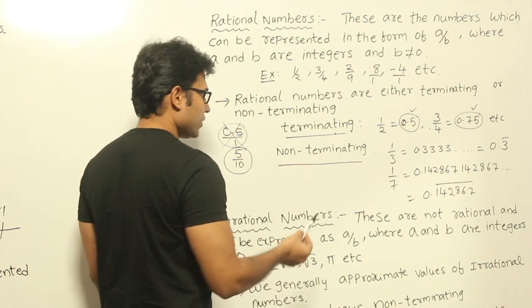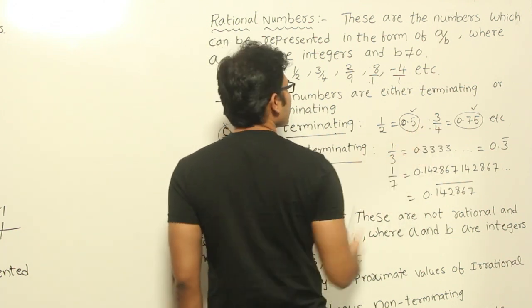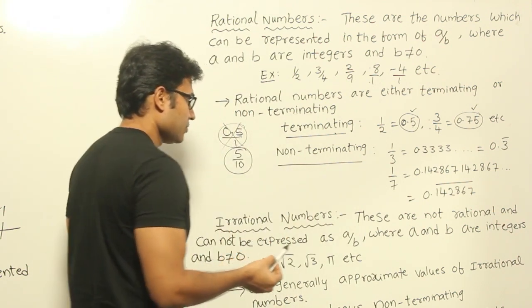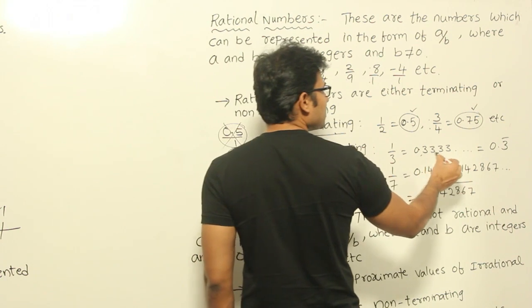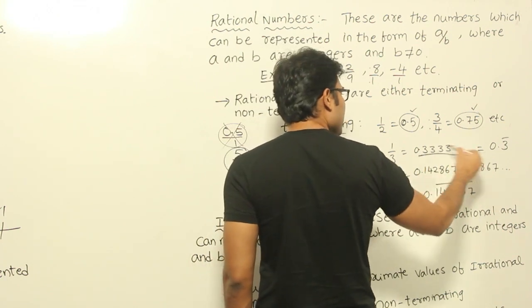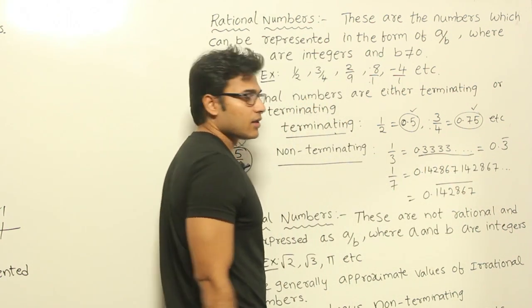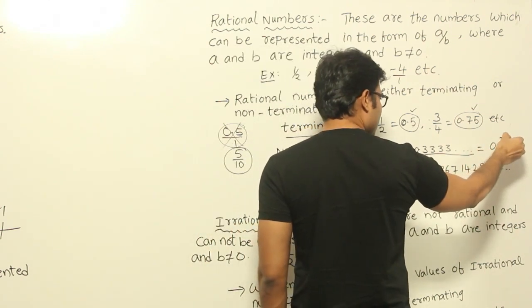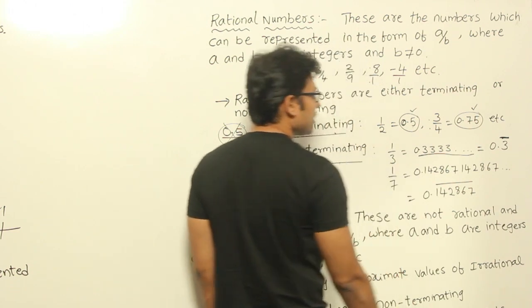Now these two examples I have taken here come under the category of terminating rational numbers. Terminating means if you look at them, they are not repeating, they are just terminating. Now there are other types of numbers which are non-terminating. For example, if you see this number 0.3333, it is going on, it is not terminating, right? So one other way of representing it is 0.3 bar, which means 3 is going to repeat many times.